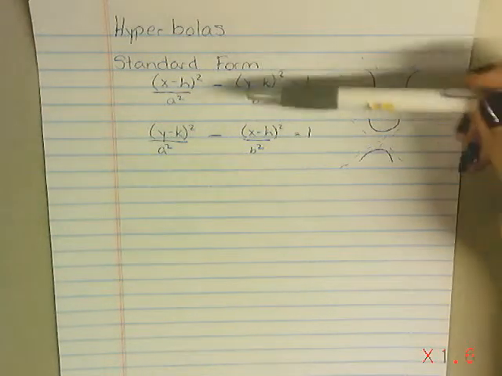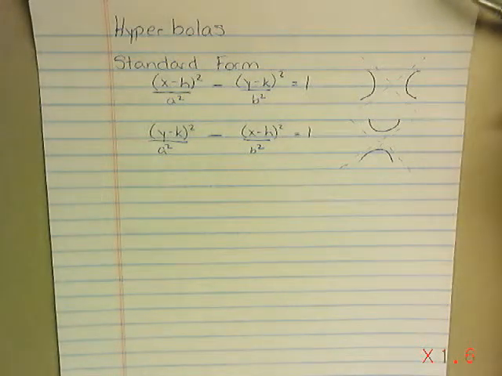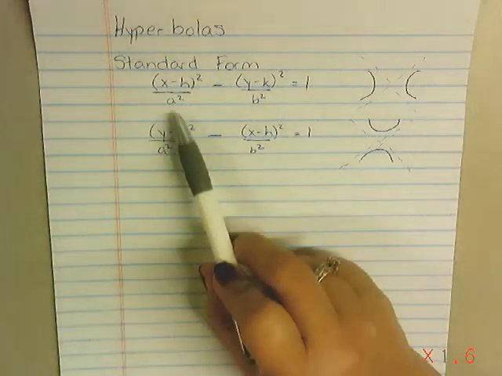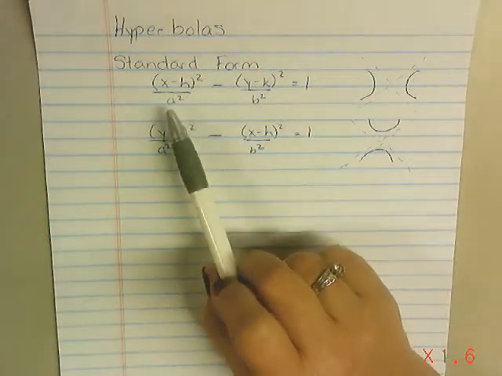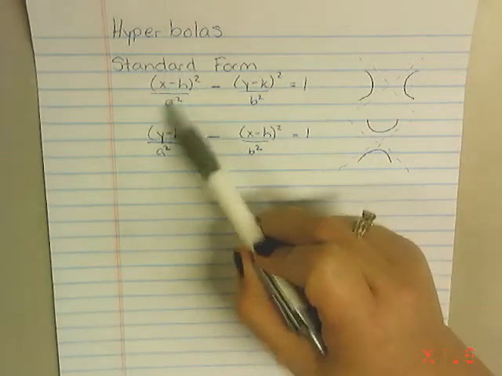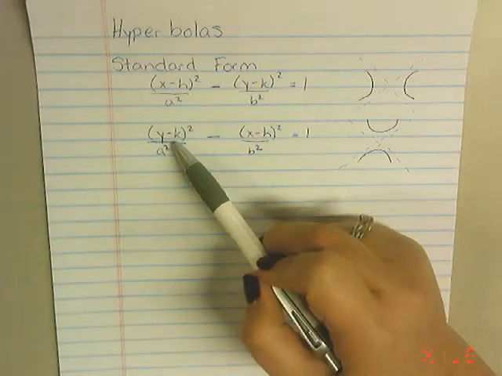The equations are very similar to ellipses, and a lot of the work is going to be very similar. The one big thing that's important for you to notice is that in ellipses, the a and b switch. In hyperbolas, the a is always under the first one. So a is always under whatever's first.